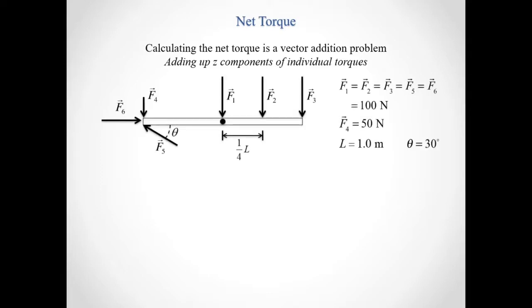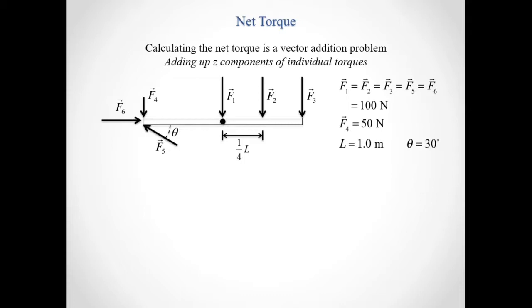So as an example, let's look at our long thin rod again. So there's 6 forces acting on the rod, which pivots about its center point. 5 of these forces have the same magnitude. So forces 1, 2, 3, 5, and 6 are all 100 newtons in terms of their magnitude. Force 4 is going to be half as much. So force 4 has a magnitude of 50 newtons.